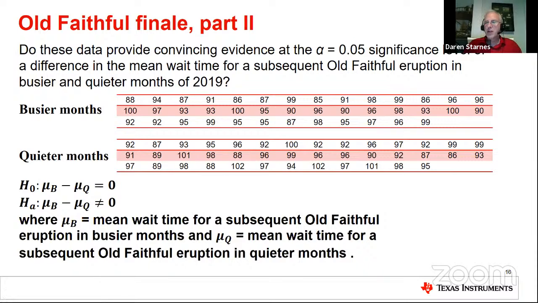And then we need to define our parameters. Mu sub B is the mean wait time for subsequent Old Faithful eruption in the busier months, and mu sub Q is the mean wait time for subsequent Old Faithful eruption in quieter months.